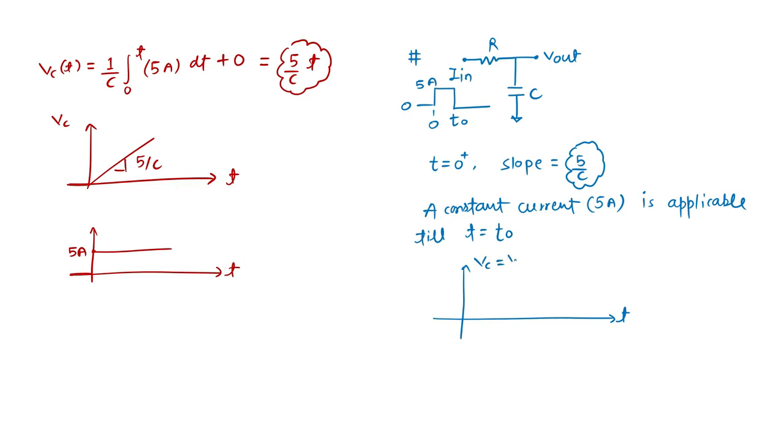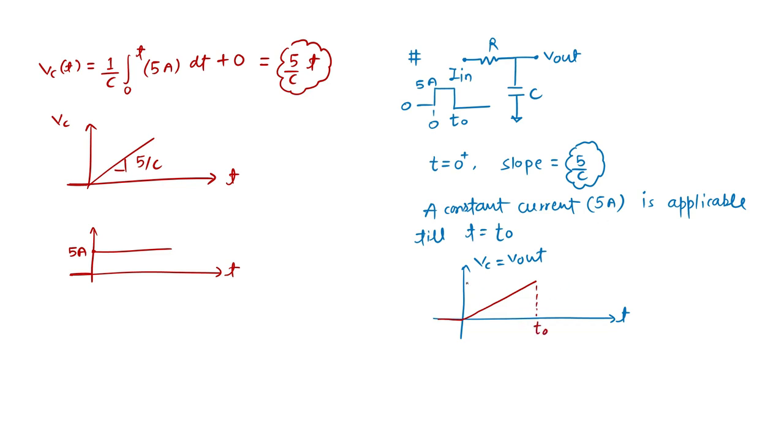So this is vc, or I call it v out. From here we can see we have a constant slope because we have a constant current flowing across the capacitor. So the same mechanism is happening here. Till this point we will be having the charging. This is the value t naught.